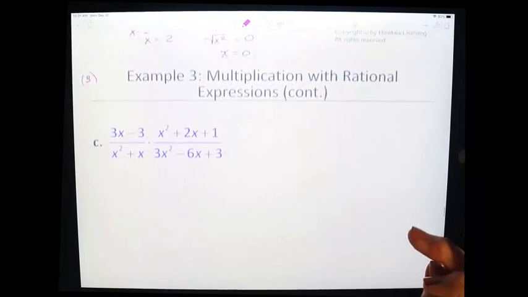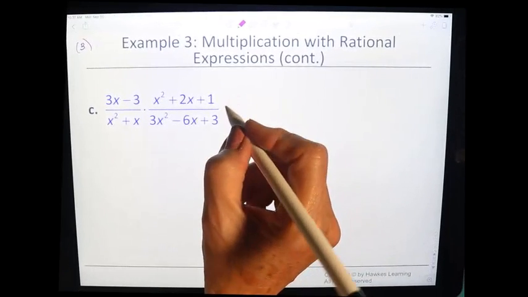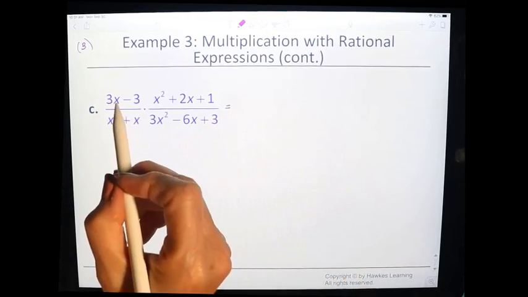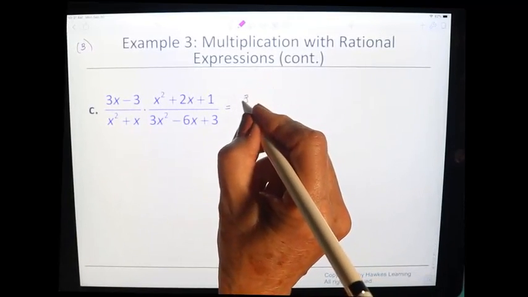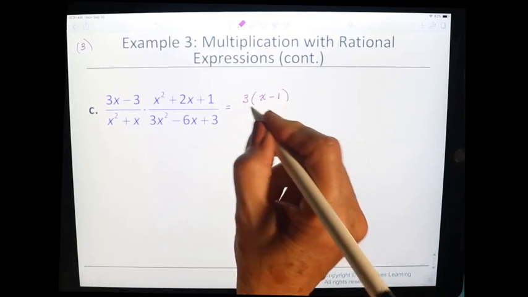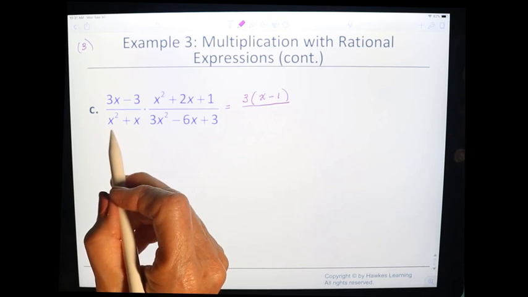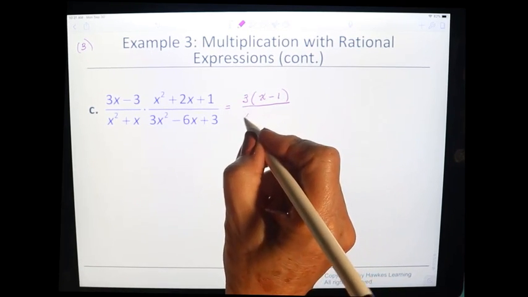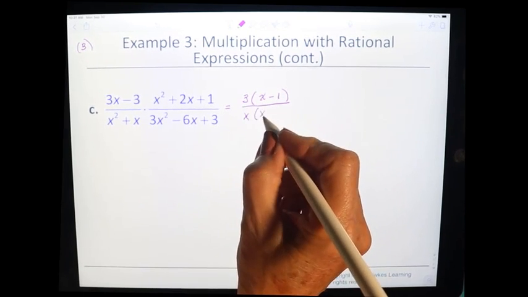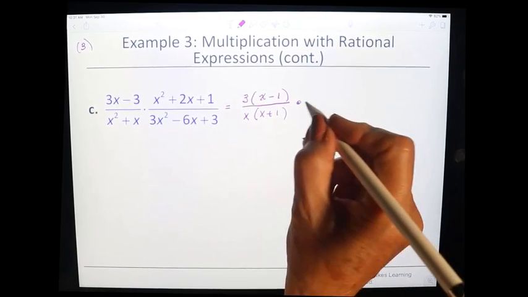All right, so I've got one more example I wanted to work for you on multiplication. This one's pretty challenging, so I'll try to take it slowly here. I'm going to take this first numerator, 3x minus 3, and remember our first step is to factor. So I'm pulling out the common 3. In this first denominator, I see a common x, so I'm going to pull out the common x. Put down the times operation.